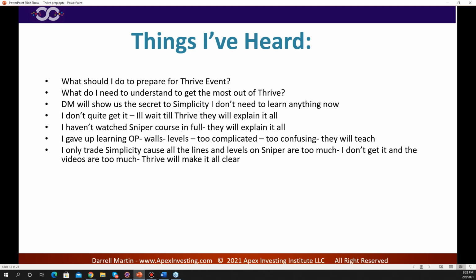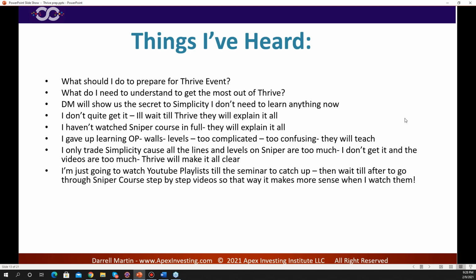I only trade simplicity because all the lines and levels on the sniper are too much. I don't get it. Videos are too much. Thrive will make that all clear. It will not. Thrive will make it more complicated for you if you don't know them. I heard this one yesterday. Again, not picking on anybody. I heard this one yesterday over the phone.